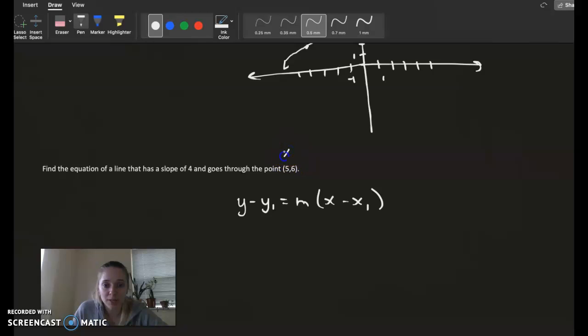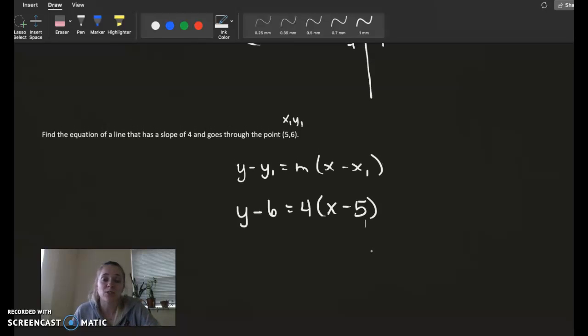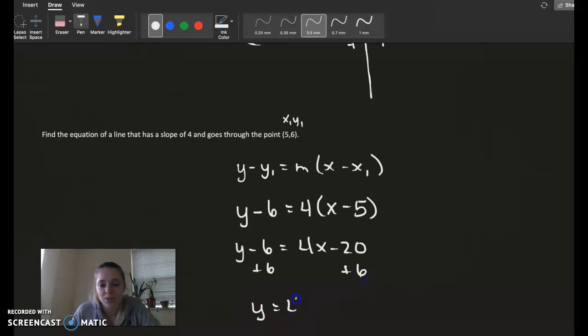So x1 and y1 are the numbers that are in this ordered pair, and our slope is 4. So plugging in what we know, we would have y minus 6 equals 4 times x minus 5. And so if you were asked to rewrite that in slope y-intercept form, you would have to distribute the 4, and then you'd have to add the 6 to both sides. So you'd end up with y equals 4x minus 14.